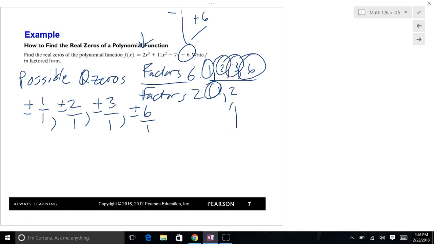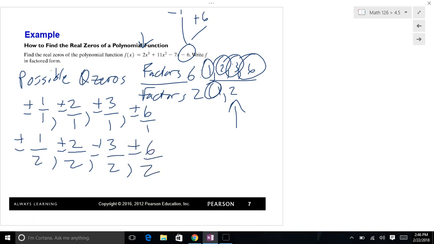And then I do it all over 2 this time. So plus minus the 1 on the top over the 2, plus minus the 2 on the top over the 2, plus minus the 3 on the top over the 2, plus minus the 6 over 2. I look and see if I have any repeating. Did I list any twice? Well, 6 over 2 is 3, and I've already listed 3 up here. 2 over 2 is 1, which I've already listed. So it looks like I have 1, negative 1, 2, negative 2, 3, negative 3, 6, negative 6, a half, negative half, and 3 halves, negative 3 halves. These are all possible zeros.